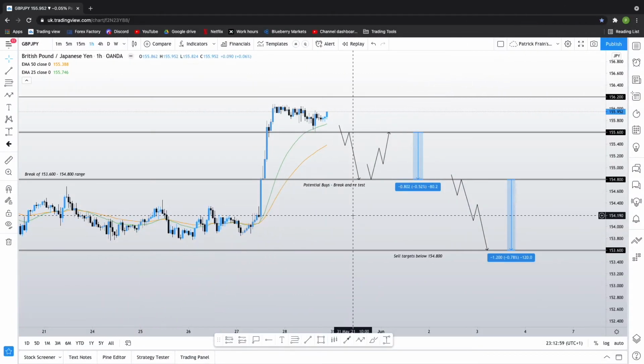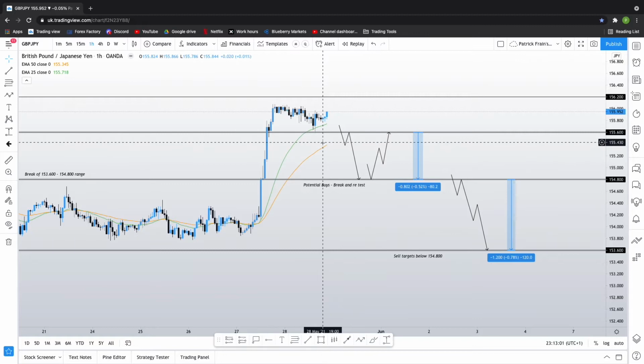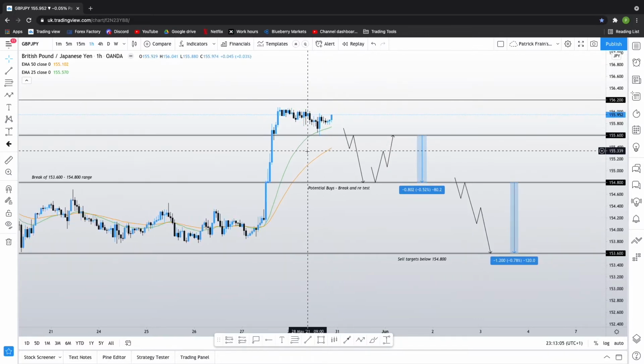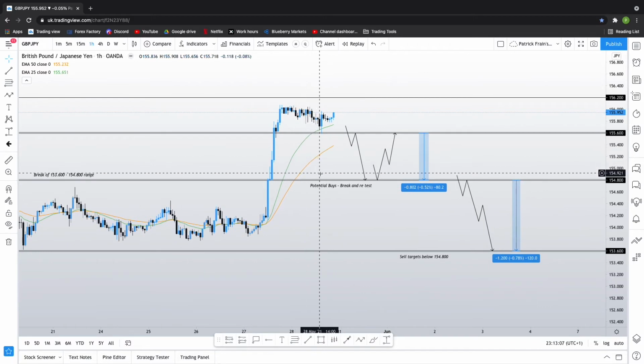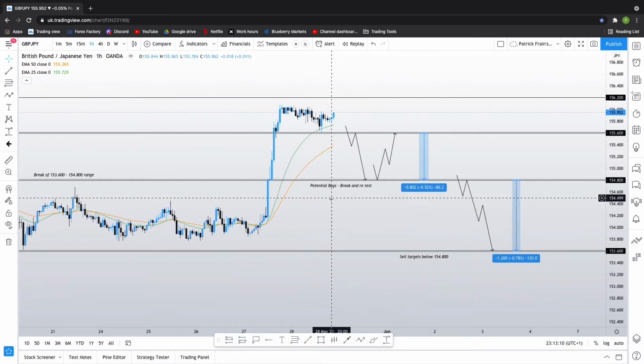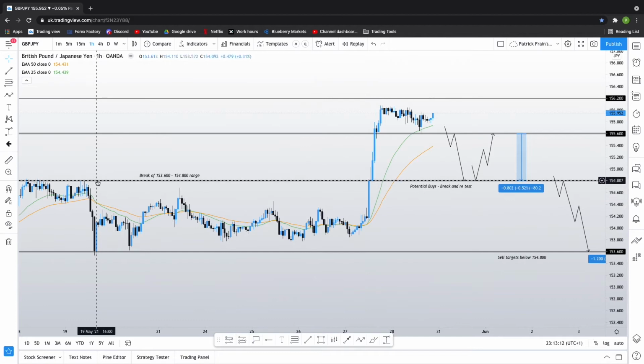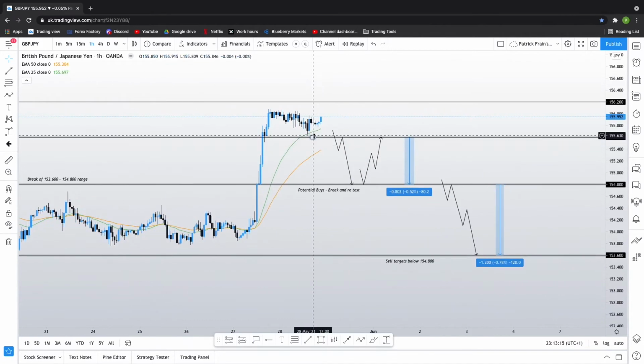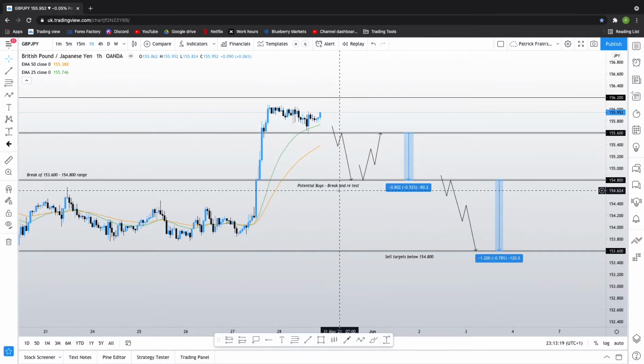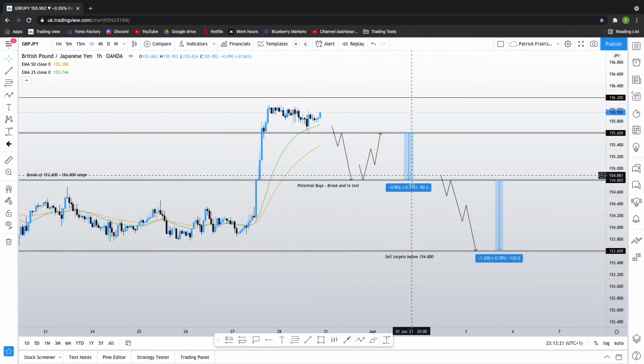Down to the hourly on pound yen, as you can see we do have a level at 155.600 currently acting as support. As mentioned on the 4 hourly, I am looking for a pullback moving into next week back down to 154.800, which is our break and retest of these highs over here. If we do break this level of support, I will be looking for a break and retest, and then we do have possible shorts back down to 154.800, which is around an 80 pip move.